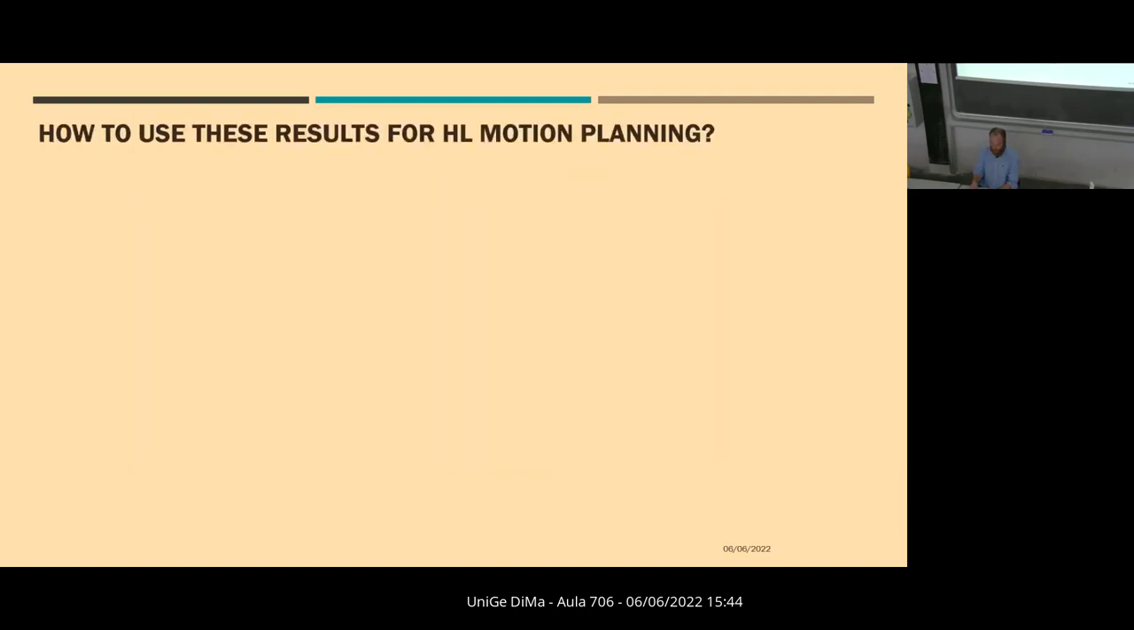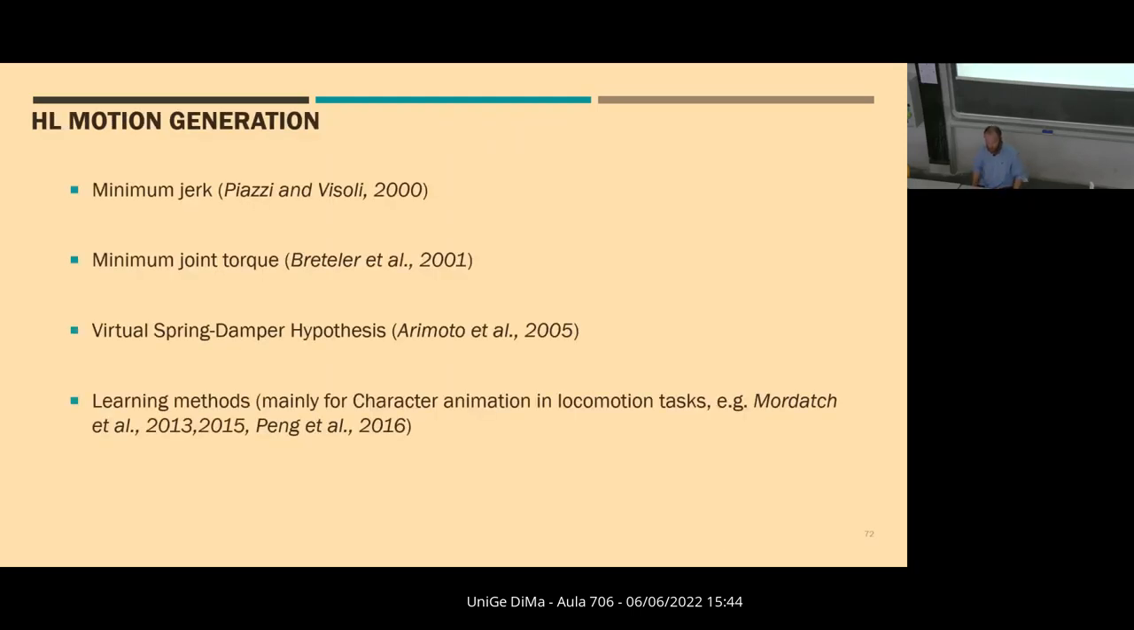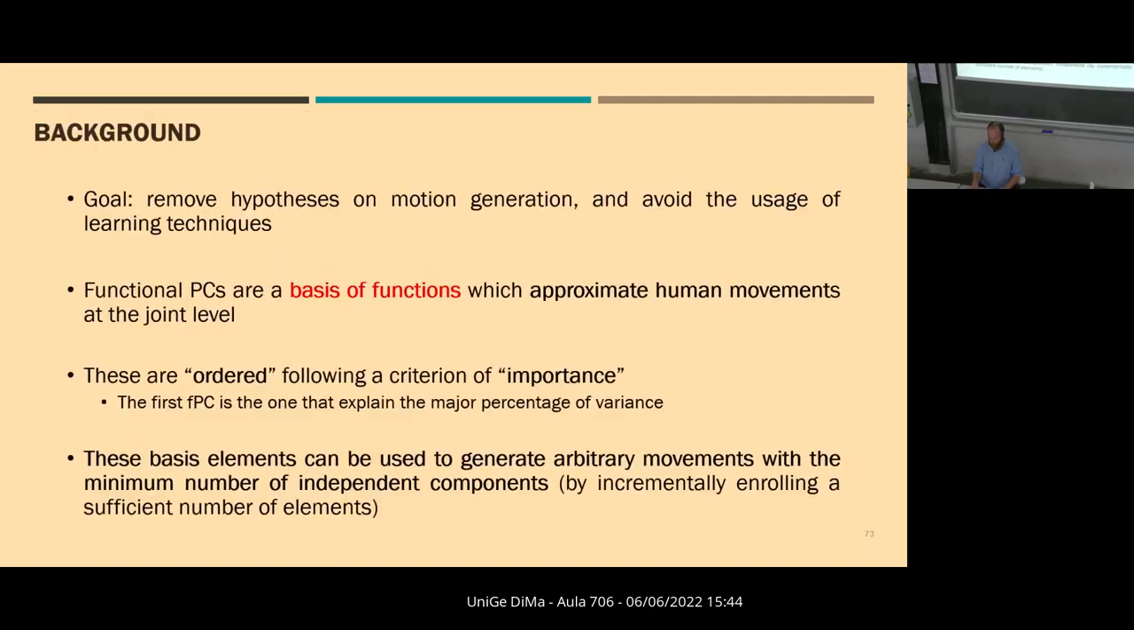So we'll skip briefly this part, because we can also use these results if I want to implement a human-like motion planning. Because, of course, if I want to implement human-like motion planning, there are many hypotheses, like minimum jerk, minimum joint torque, and so on. But in this case, since we have a basis of functions that can approximate human movement at the joint level, I can use these elements to generate arbitrary movements without any assumption that I have to make, but using this observation.